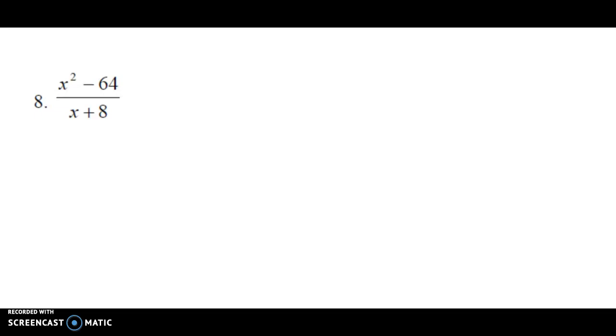Okay, number 8 is a tricky one, so I'm going to go ahead and star this one, and hopefully you do the same thing. We're going to divide x squared minus 64 by x plus 8. Here's what makes this tricky. In order to do long division, every degree of the variable must be represented. So here I have the second degree, and here I have the 0 degree. I am missing the first degree. So when I write this out, I have to include all the degrees.